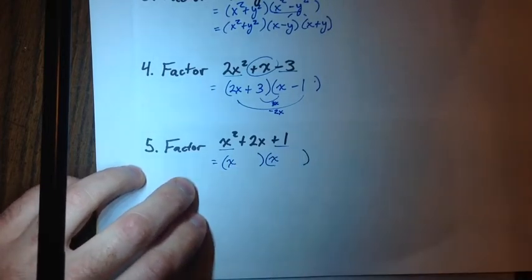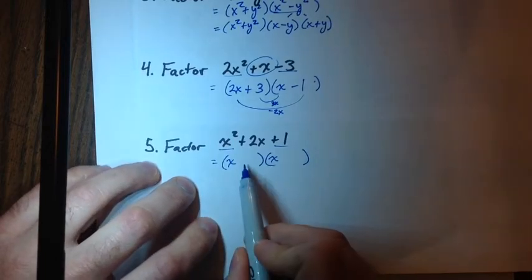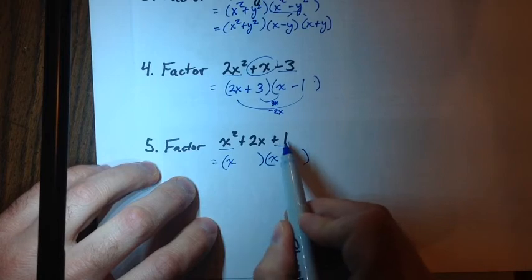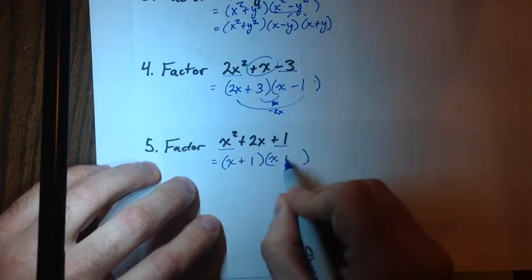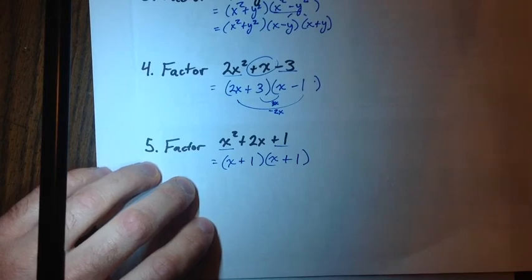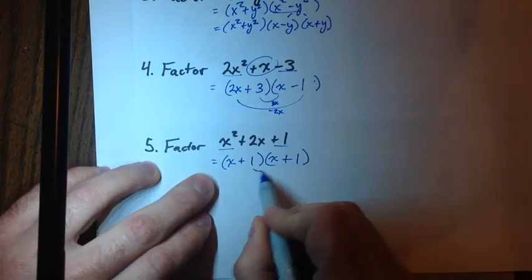How am I going to get positive 1? Well, pretty much just 1 times 1. It could be negative 1 times negative 1, that would work. But since this is positive, this will work out better if we go like this. And now we can test our middle terms.